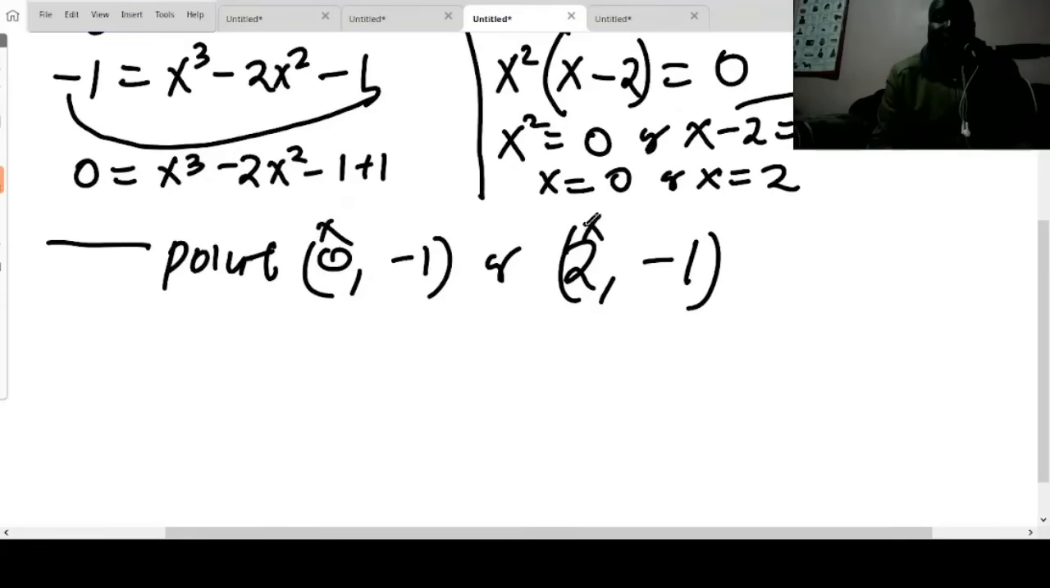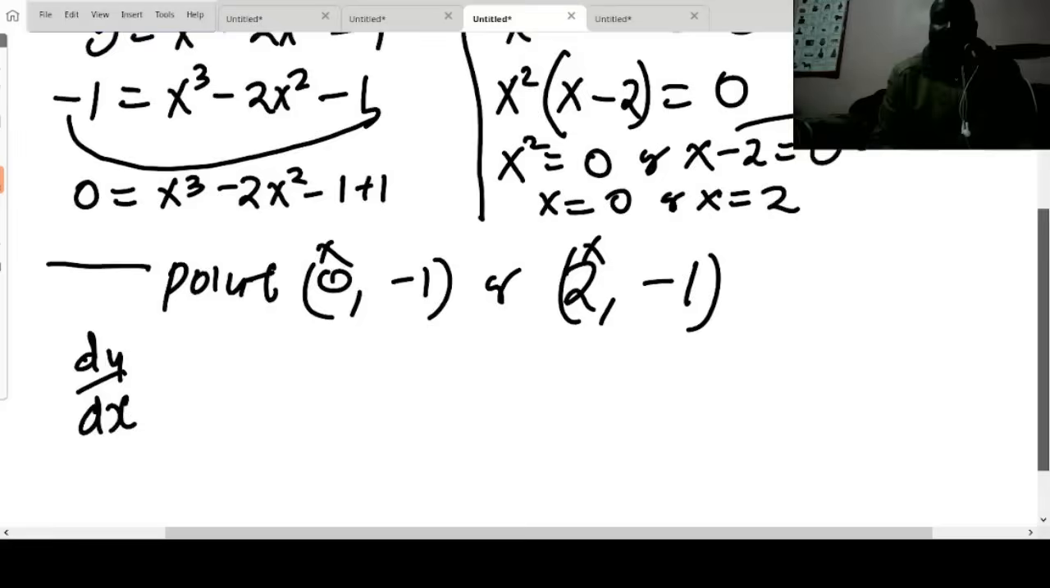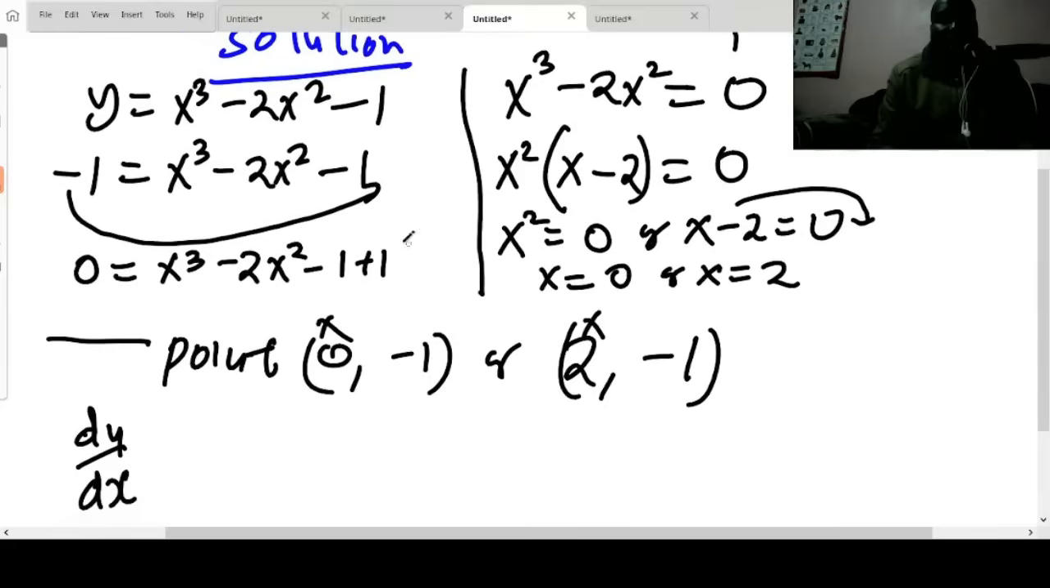We have two values of x, 0 or this one. Do we understand? And now what we need is the gradient. We need the gradient to get the equation. Now the gradient function is given by dy over dx. Now we will go back to our y. Let us get the gradient function here, which is equal to, differentiate this one, it will be 3x squared minus 4x, like that.